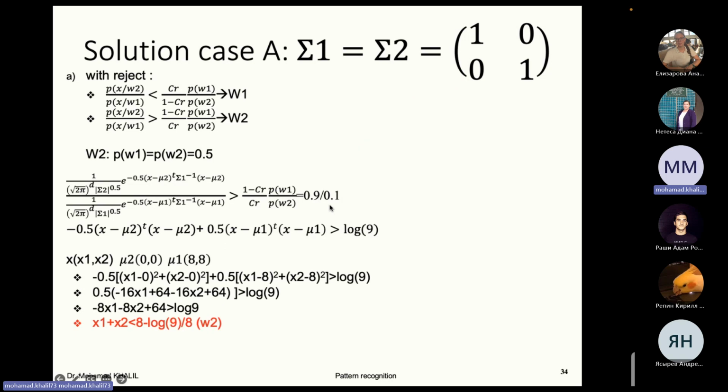We continue. For the class 2, you have to take greater than this over this. So 0.9 over 0.1. 1 minus 0.1 is 0.9 over 0.1.